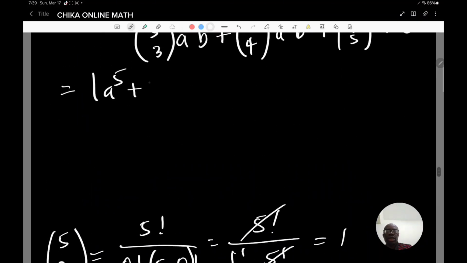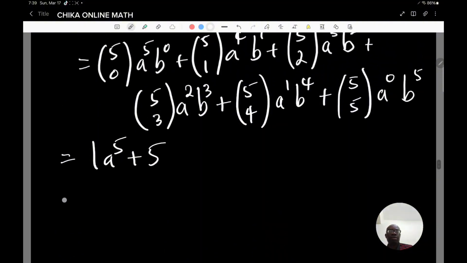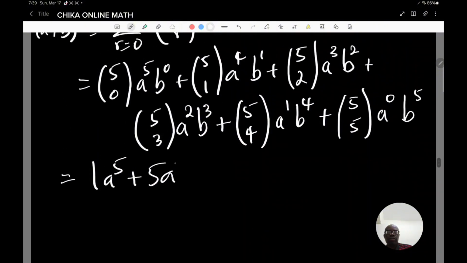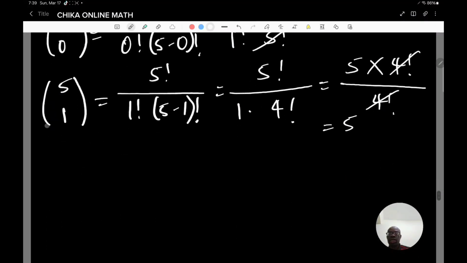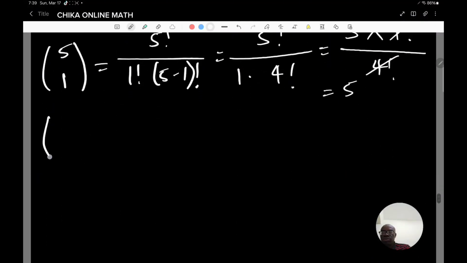So we substitute here, we have what? 5 a raised to power 4, okay? b, because b raised to power 1 is b, plus. Next, we consider 5 combination 2. So let's evaluate 5 combination 2.